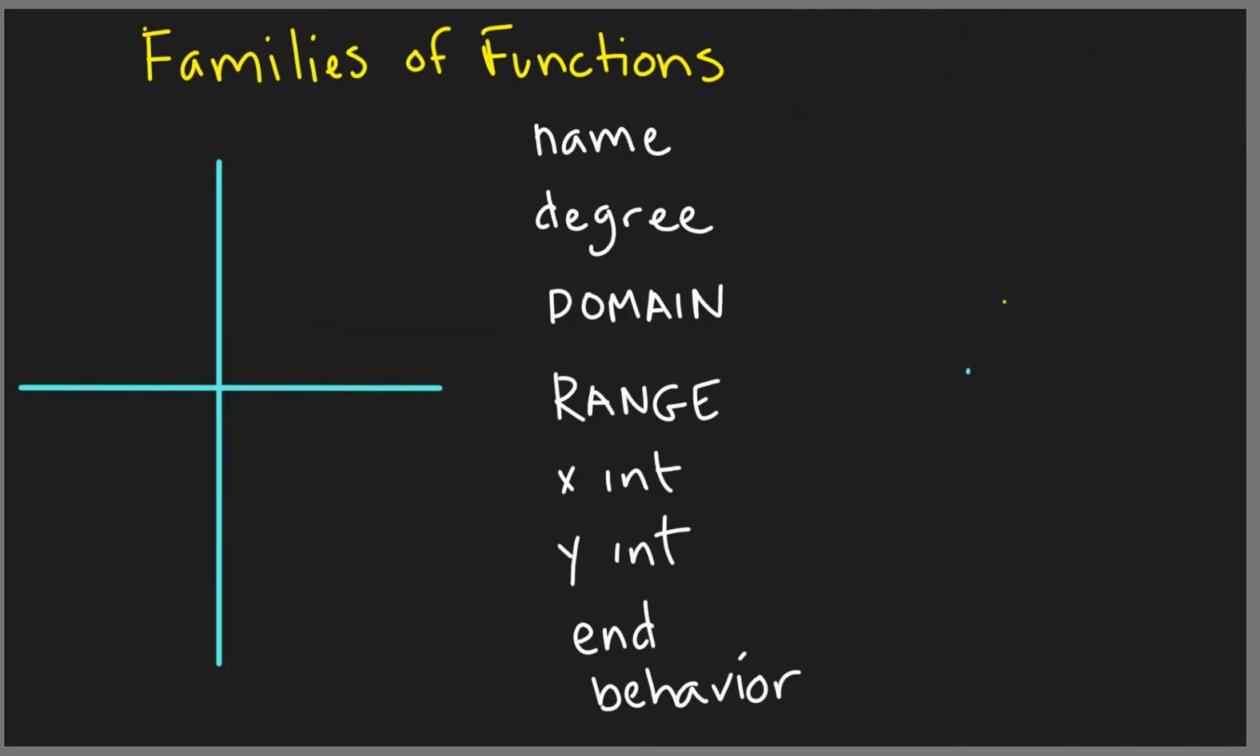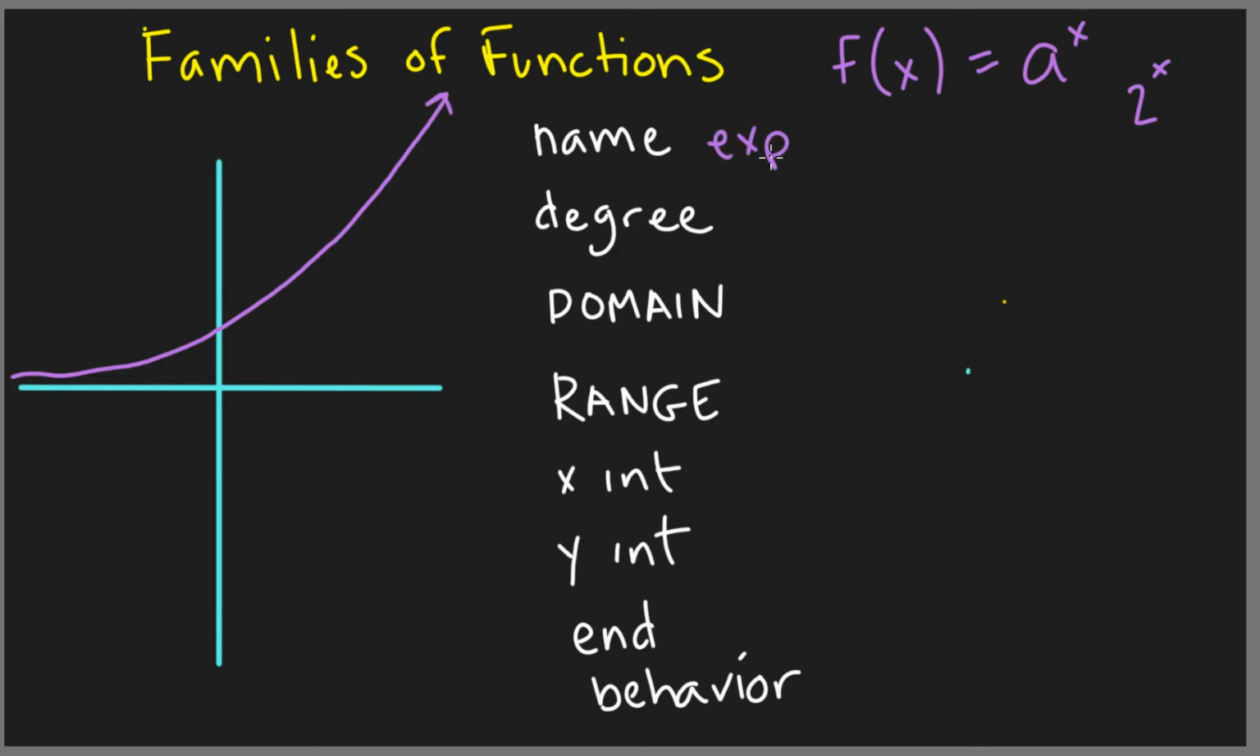Next, we have exponential functions, where this number a is a constant. So that would be like 2 to the x. If you remember, we're going to look like this, going up. This one we call an exponential function.